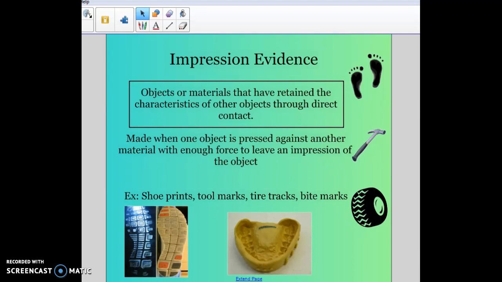Examples of impression evidence are shoe prints, tool marks, tire tracks, and bite marks. So any object or material that can retain the characteristics of other objects through direct contact. Oftentimes impression evidence gets left in dirt or grass or soil or any soft objects like putty or things like that.